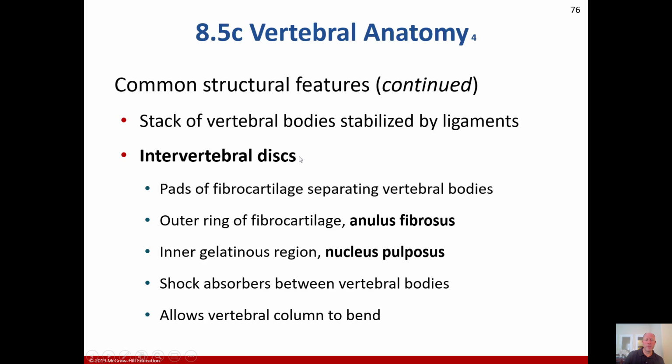The intervertebral discs are pads of fibrocartilage that separate the vertebral bodies. They have an outer ring of fibrocartilage called the annulus fibrosus, and an inner gelatinous region called the nucleus pulposus. They're shock absorbers between the vertebral bodies, and they allow the vertebral column to bend, and they allow it to absorb shock, of course, too. And they actually get fed. They actually feed off of having some of that shock. It helps to have a healthy spine by having sufficient shock, not overdoing it.